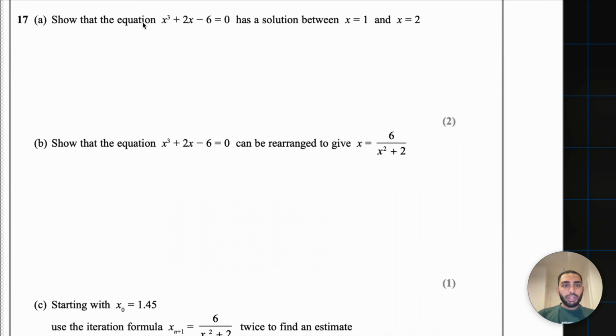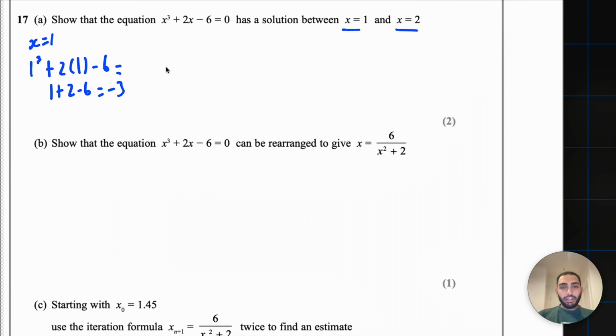Question 17. Show that the equation x cubed plus 2x minus 6 is equal to 0 has a solution between x is equal to 1 and x is equal to 2. We just need to substitute both of these in and show that there is a change of sign between them. That just means one of them will be negative and one of them will be positive. So when x is equal to 1, if I substitute 1 into there, so 1 cubed plus 2 times 1 minus 6, we'll see what that gives us. So 1 cubed is 1 plus 2, which is 2. 1 plus 2 minus 6, which is minus 3.